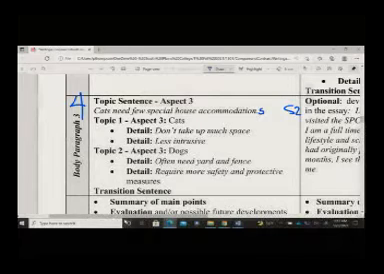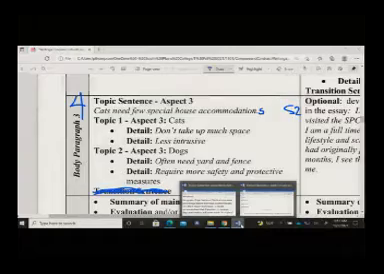Okay, cats don't take up much space. They're less intrusive. And then transition to dogs, often need a yard and fence, require more safety and protective measures. And once again, down at the bottom, there's that transition sentence, okay? So when you go and look over here, you can see how the Word document matches up with these, okay?